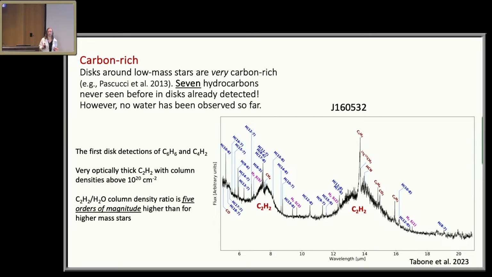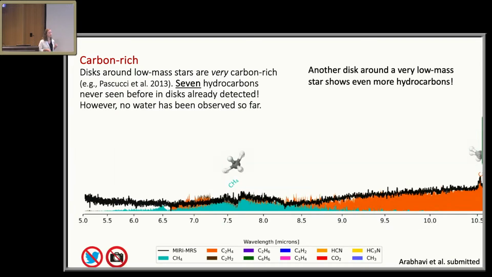But there's no water. And so when you take the C2H2 column density to the water column density ratio, you get a ratio that is 5 orders of magnitude higher than what we would see in other higher mass sources. So something really unique is going on here. But it's not the only spectrum that looks like this. There's other spectra that look very odd and contain even more hydrocarbons. So in these two sources alone, we've seen 7 hydrocarbons that we've never seen in disks before.